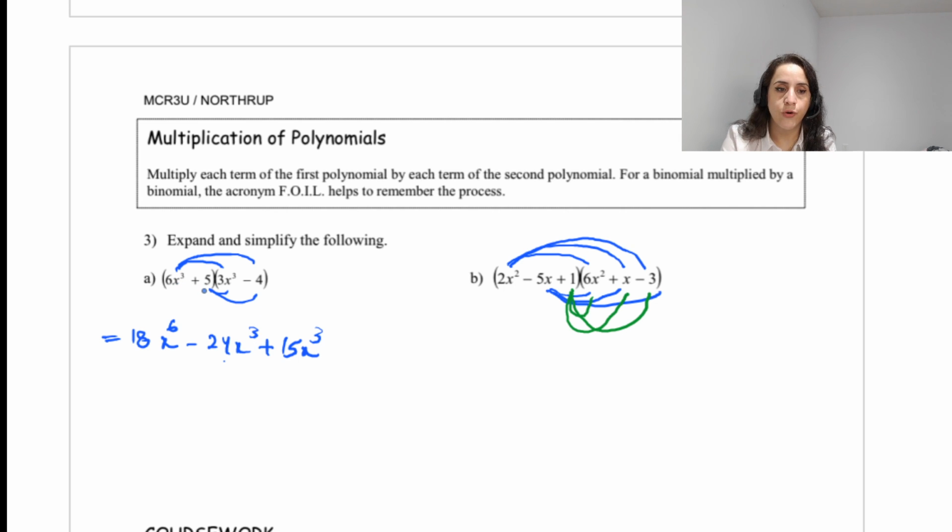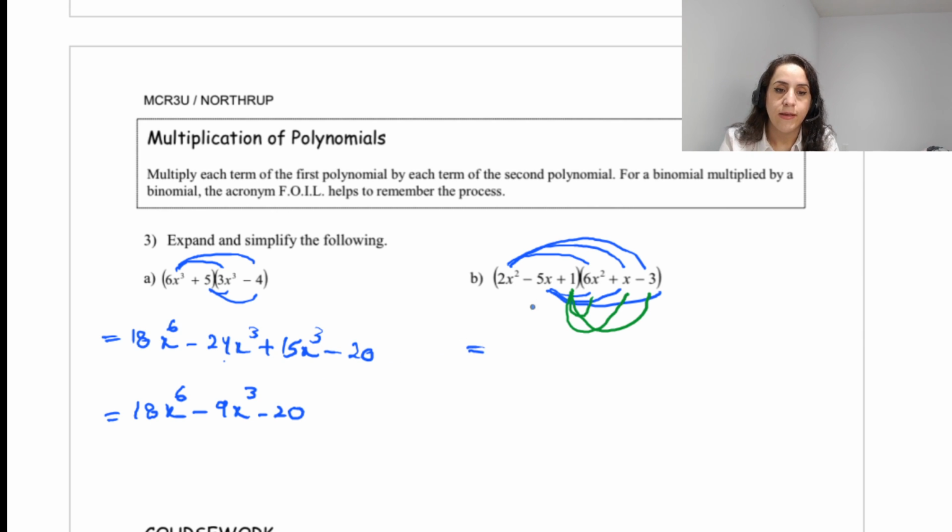Now the term for the next: 5 multiplied by 3, 15x^3, minus 20. It's not done yet. I have to simplify. Make sure that I have the simplest format. 6x^3 minus 24x^3 plus 15x^3, because I can add just these two since they are the same term.